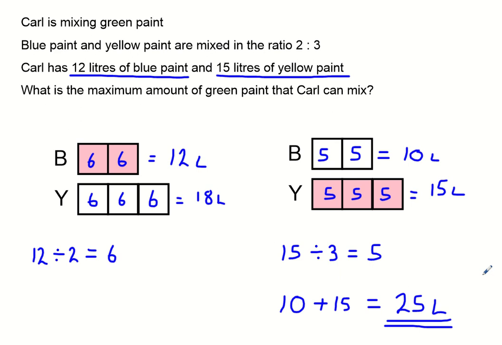Hopefully you've seen through this video that following a strict set of rules such as Adam may not be the best approach to solving a ratio problem. However, using a diagrammatic approach, also known as a bar model, can give you much better results.